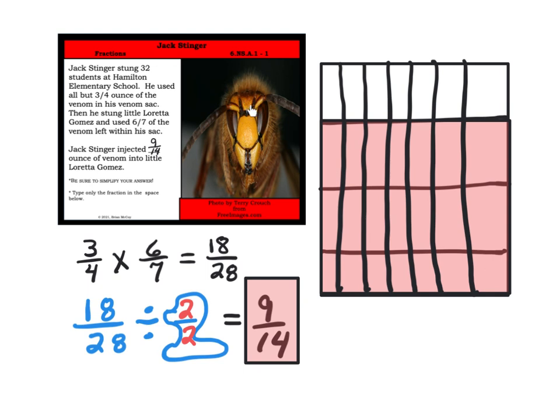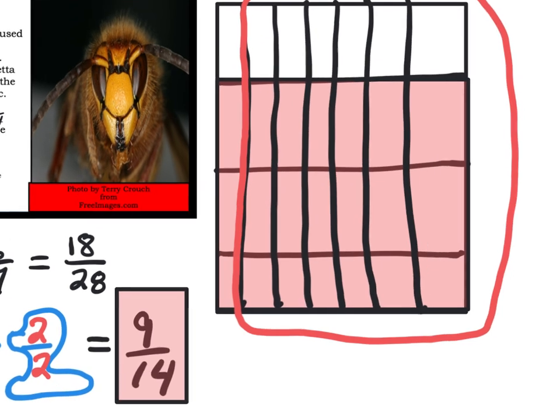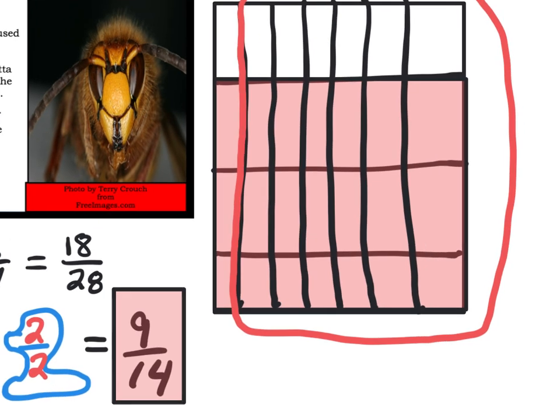Now, Jack Stinger used 6 out of those 7 parts, right? So let's go ahead and circle 6 of the 7 parts, and we've got, just draw a line straight down here. And this is how much Jack Stinger injected into poor little Loretta Gomez. Youch. All right, let's count this up. And I'm going to use black for this.